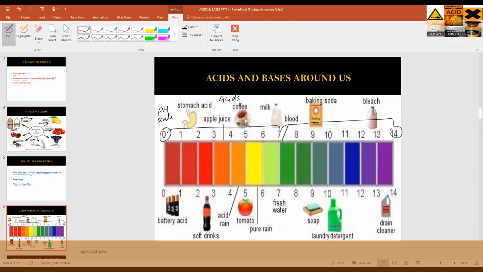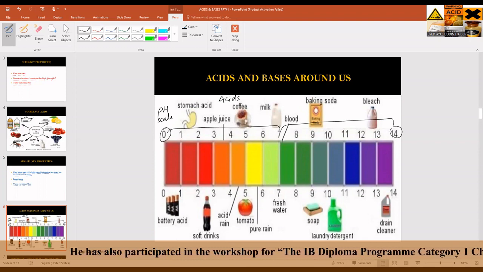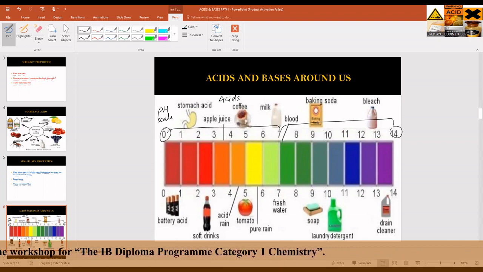You see the blood, baking soda, bleach, drain cleaner, laundry detergent, soap, they all are basic in nature. On the other hand, the acid produced in our stomach, which is hydrochloric acid, apple juice, coffee, milk, tomato, soft drinks, battery acid, even the rain falls is slightly acidic.